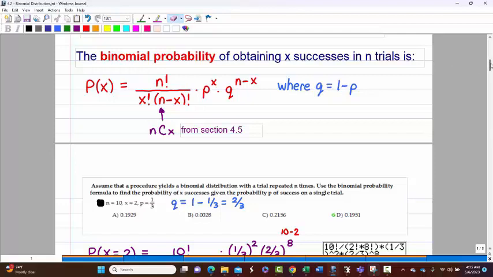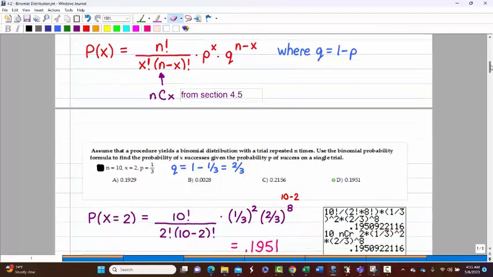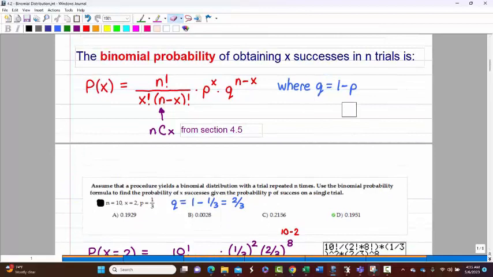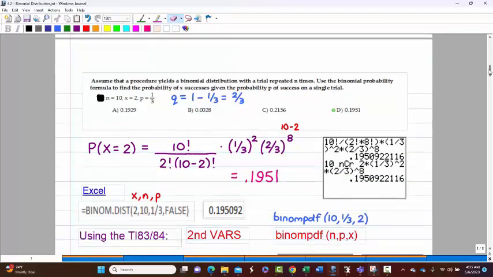N, P, and X are the key variables. Of course, Q is in there, but remember, Q is always just 1 minus P. It's not a separate number you have to come up with. As long as you know P, you've got Q. N is 10, 2 is for X, P is 1/3. So you have a probability of 1/3 of being successful on any one trial. If you do this 10 times, what's the probability of getting exactly 2 successes out of those 10?